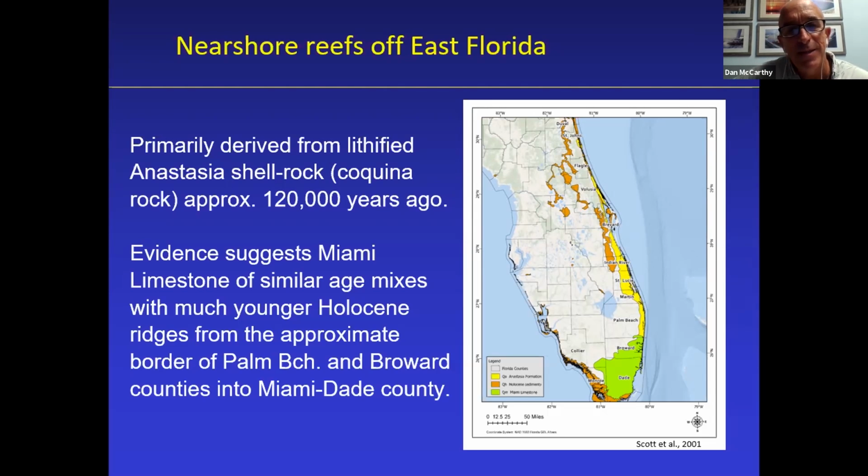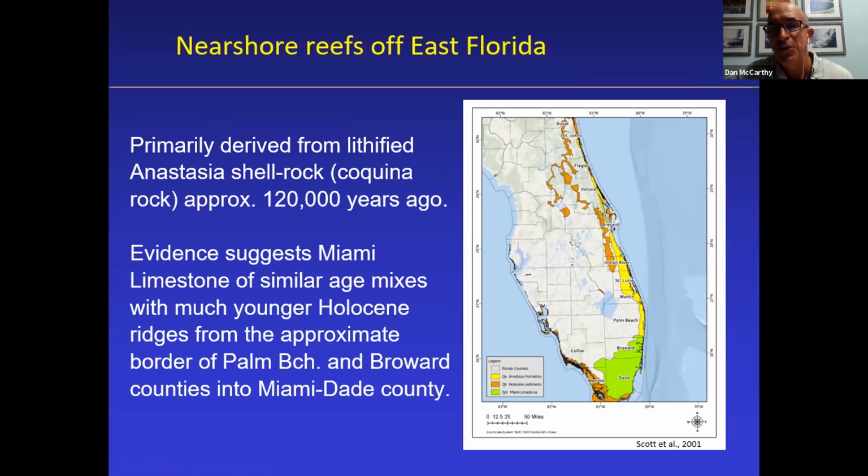But evidence suggests that Miami limestone, which came about around the same time period, mixes with much younger Holocene ridges or limestone. And by much younger, we're talking about 10,000 years approximately. So this mixing occurs roughly at the border of Palm Beach and Broward counties and southward into Miami-Dade County. So I think what you should be taking out of this is that it's complex, basically. We have limestone forming at different times and maybe in different ways.